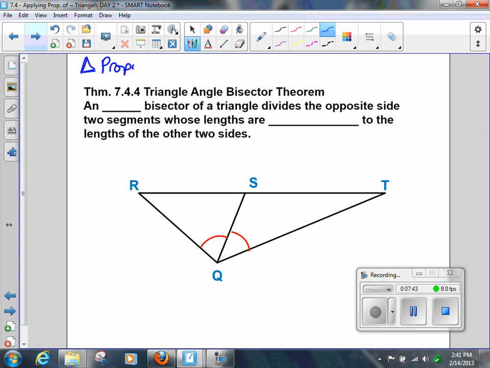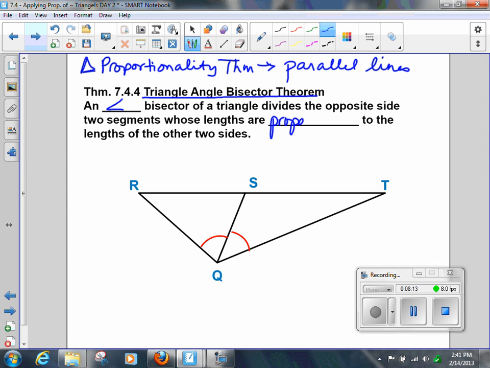Write this down. In the triangle proportionality theorem, we were looking for parallel lines. But in the triangle angle bisector theorem, it says an angle bisector of a triangle divides the opposite side into two segments whose lengths are proportional to the lengths of the other two sides. Say what? We still cross it up, but we cross it up a little bit different.